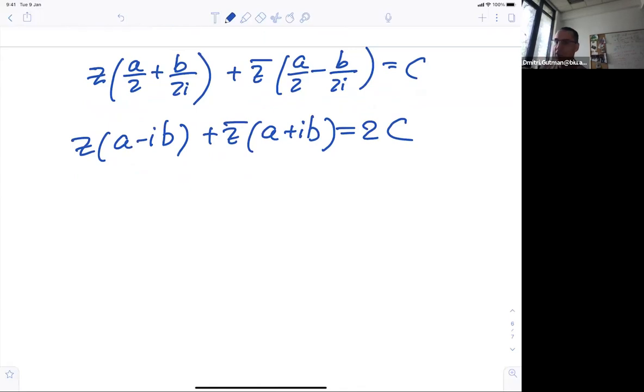So what happens to a straight line under the transformation w equal to 1 over z?